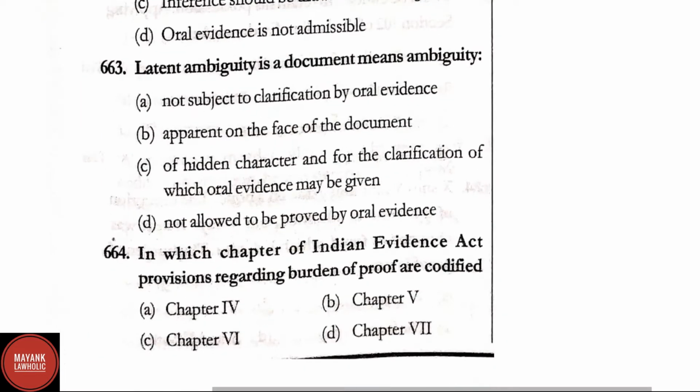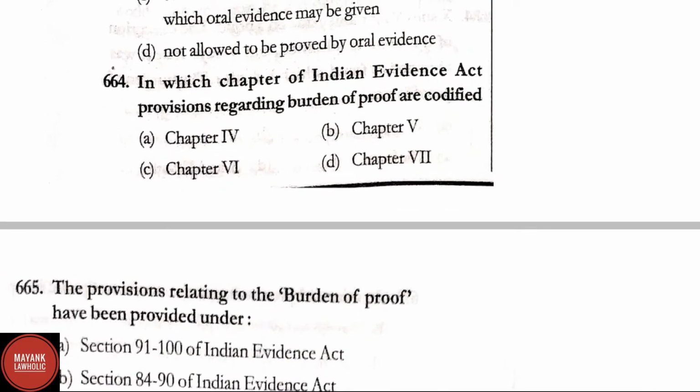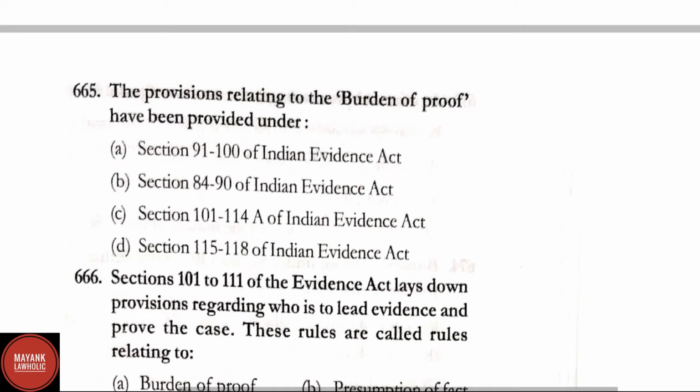Question number 663. Latent ambiguity in a document means ambiguity of hidden character and for clarification of which oral evidence may be given. Question number 664. In which chapter of the Indian Evidence Act are provisions regarding burden of proof codified? Correct answer here is option D, that is chapter 7 of the Indian Evidence Act. Question number 665.